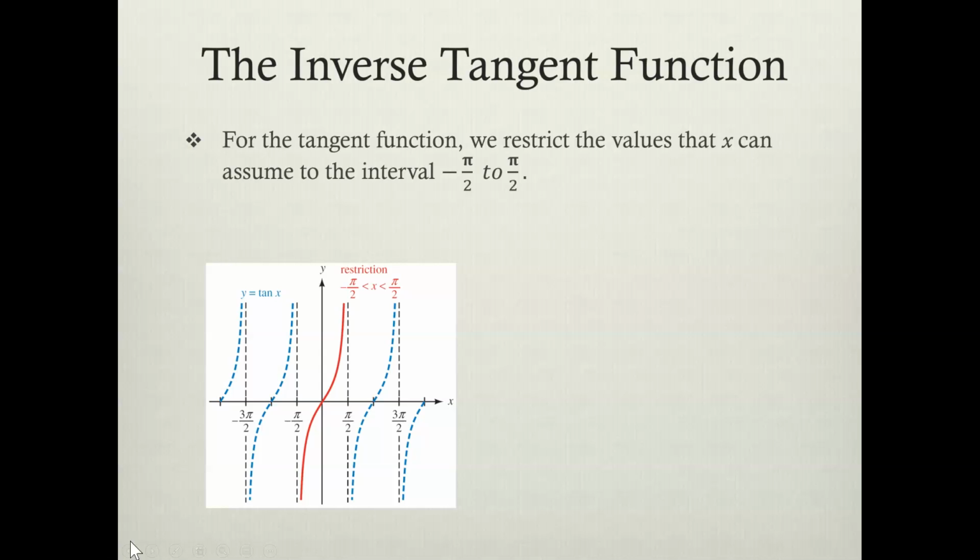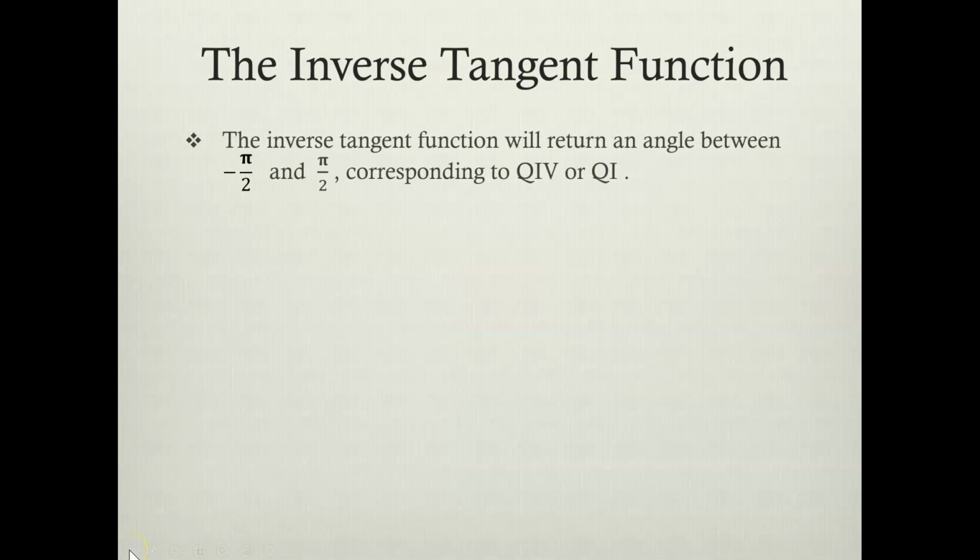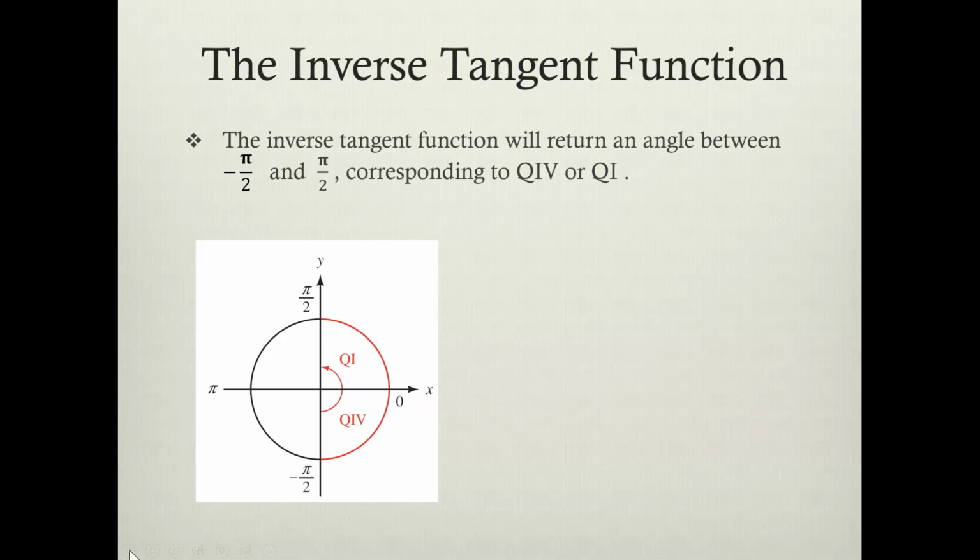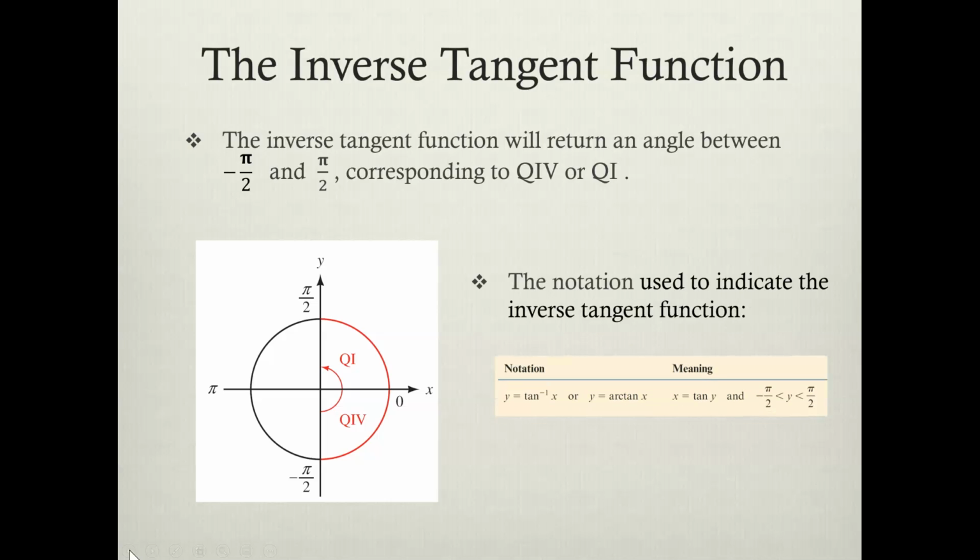For the tangent function, we restrict the values that x can assume to the interval from negative pi over 2 to pi over 2. The inverse tangent function will return an angle between negative pi over 2 and pi over 2, corresponding to quadrant 4 and quadrant 1. The notation used to indicate the inverse tangent function is y equals tangent inverse of x, or y equals arctangent of x, meaning that x equals tangent y, and y is between negative pi over 2 and pi over 2. In words, y is an angle between negative pi over 2 and pi over 2, whose tangent is x.